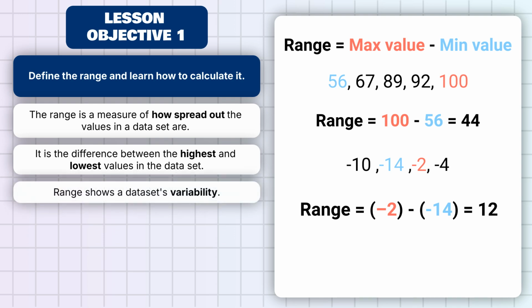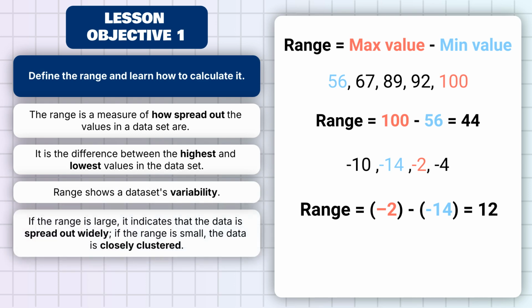The range provides a quick snapshot of the data's variability. If the range is large, it indicates that the data is spread out widely. If the range is small, the data is closely clustered.